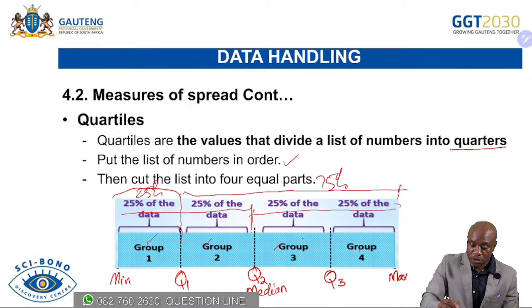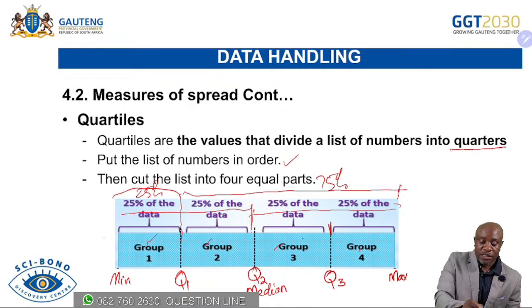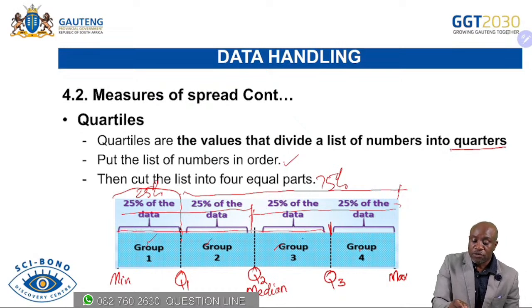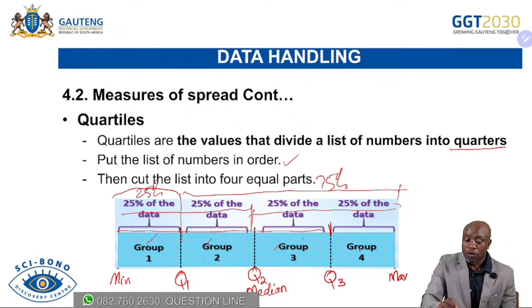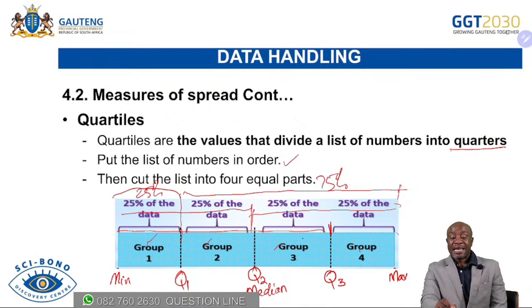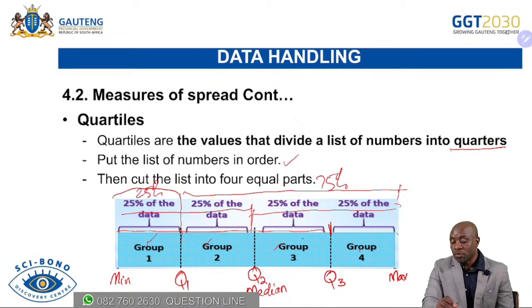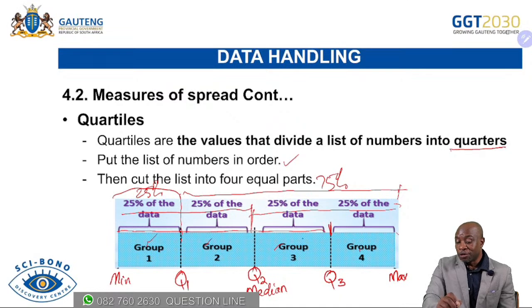Then we come to Q3. When you are here at Q3, 75% are below. As you can see, it's 25, 25, 25. That's 75. And only 25% are above. There are cases where you want to be in Q3. There are cases where you would not want to be in Q3.